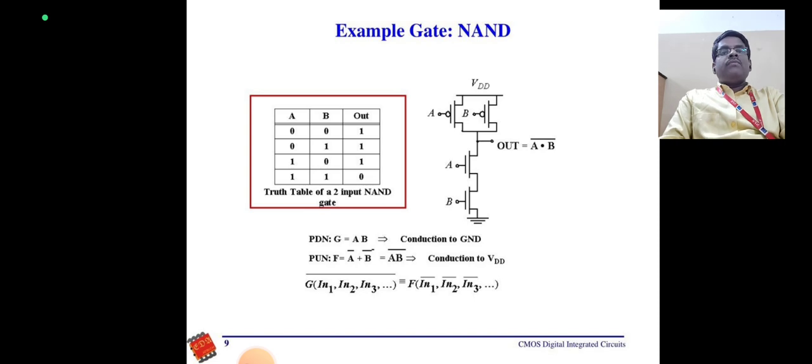The truth table for the NAND gate is shown on websites. When both inputs are 0, the output will be 1. When any one input is 0, the output will be 1. But when both inputs are high, the output will be 0.